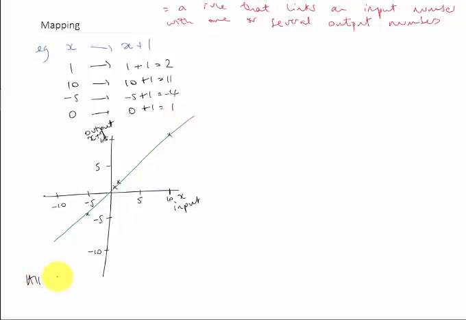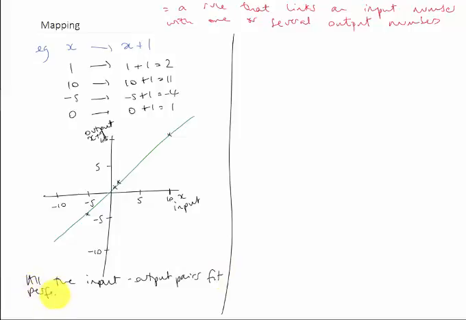Okay, so all the input-output pairs fit perfectly on a line when plotted. Okay, so this is the process of mapping. So we're going from one number, we're changing it, and we're getting a different output. So for each x, there's a single y value, if you like, on the line, but that's not necessarily true.